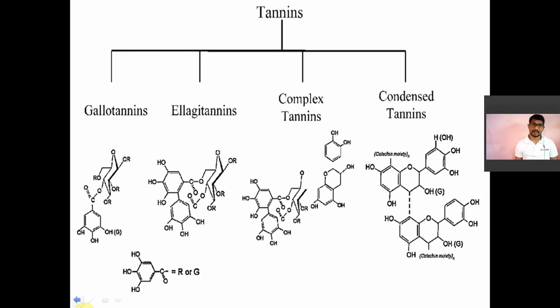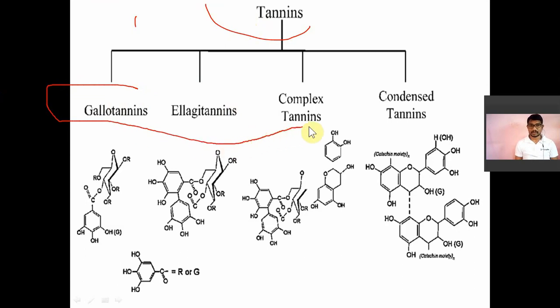Tannins are classified into different types: hydrolyzable tannins and condensed tannins. There are two classes of tannins. One is hydrolyzable, the second is condensed tannins. So what is the chemical structure of tannins? All the tannins, or the plants containing tannins, will have derivatives of these structures.